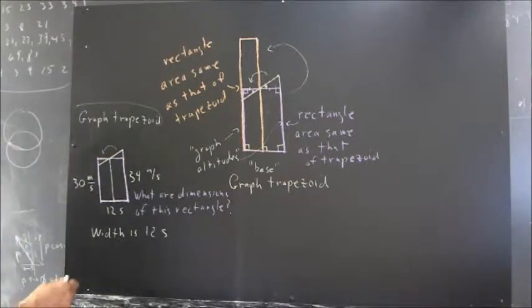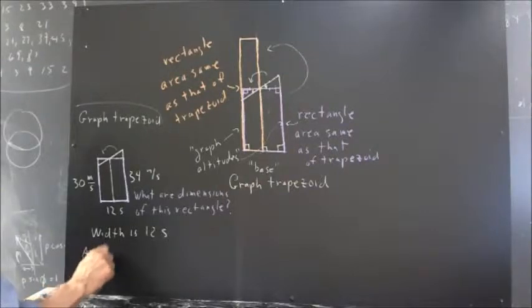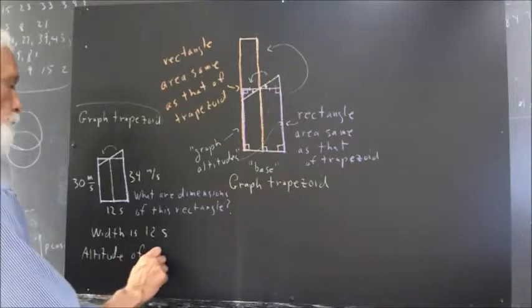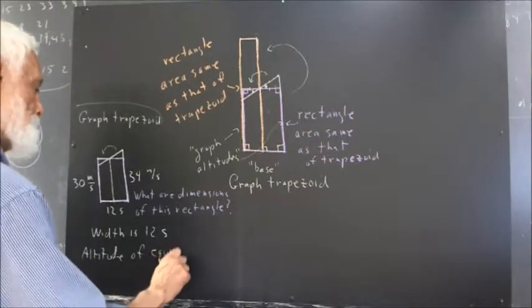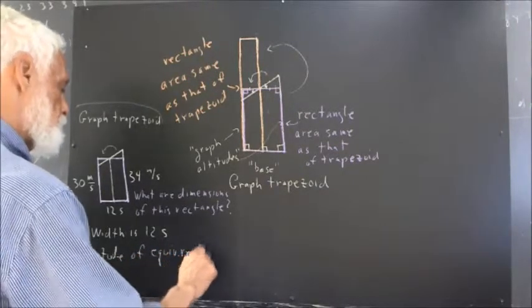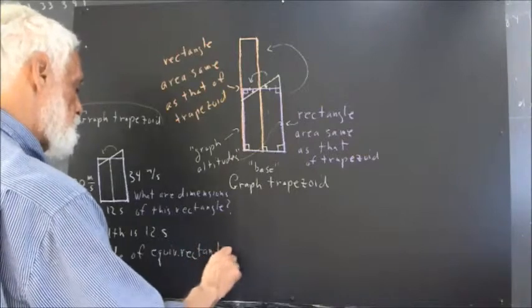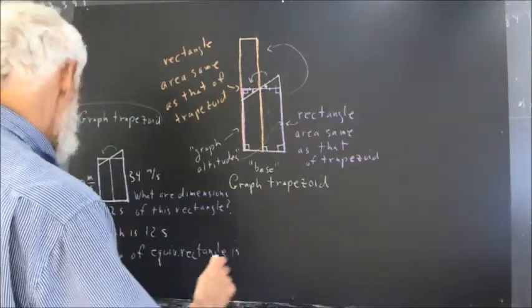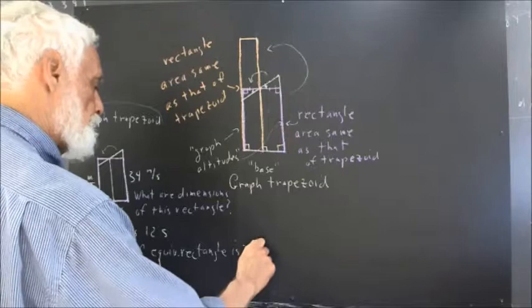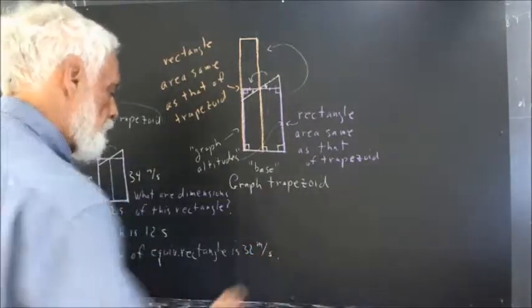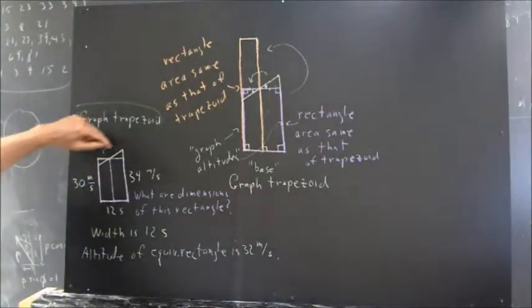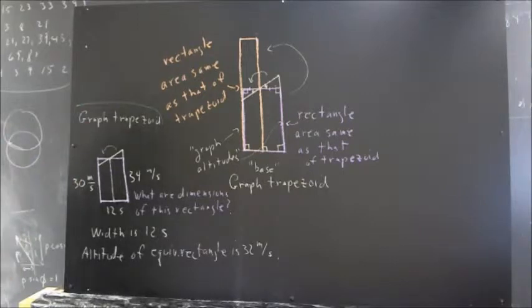You might conjecture the altitude of the equivalent rectangle is 32 meters per second, because that's right halfway between 30 and 34 meters per second. And that would be correct.